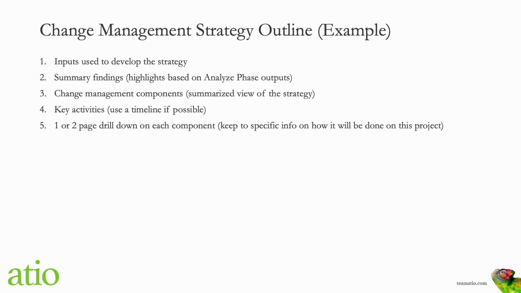Next are your key activities. So this is where you're taking your key components of your change management strategy and putting them on a timeline. It helps people understand when the different activities are going to take place. And lastly, a 1 to 2 page drill down on each component. So whatever you've identified in number 3 here on the change management components, you are then going to drill down on each of those components with specific information on how things will be done on this project.